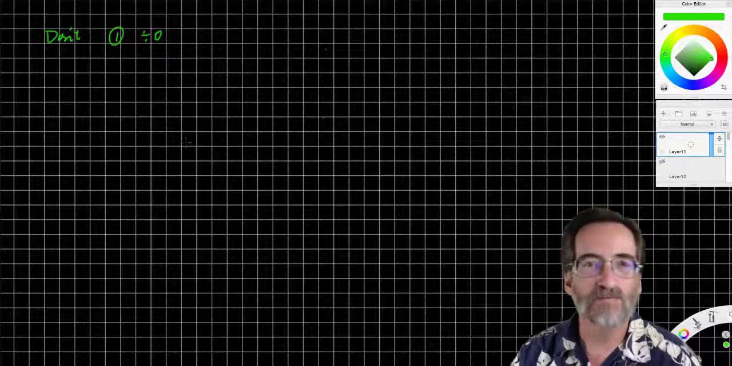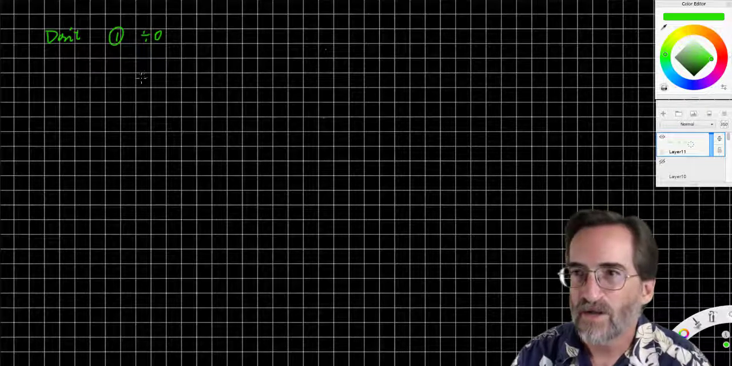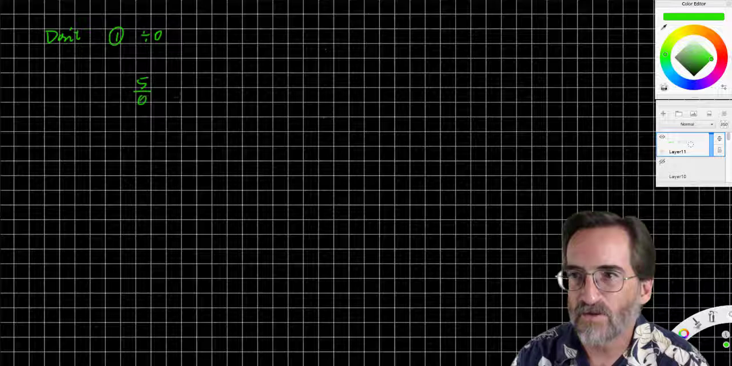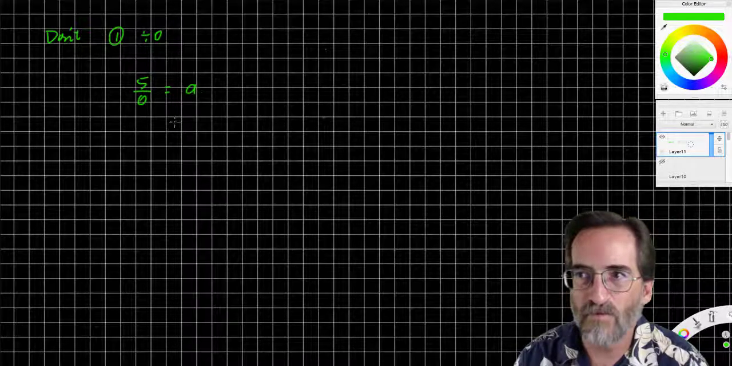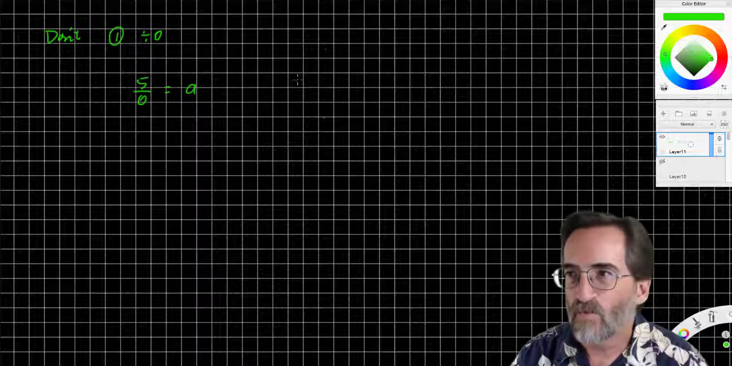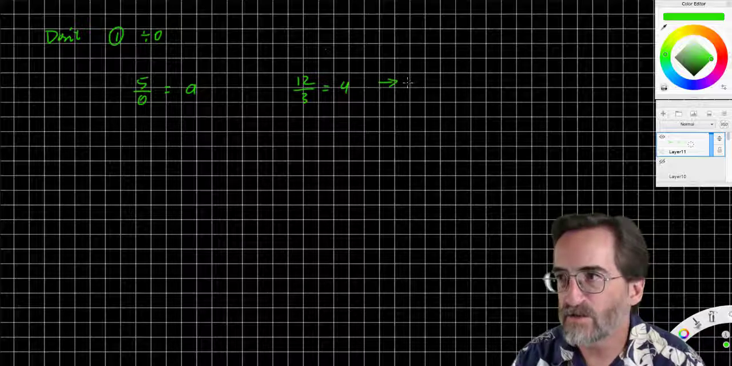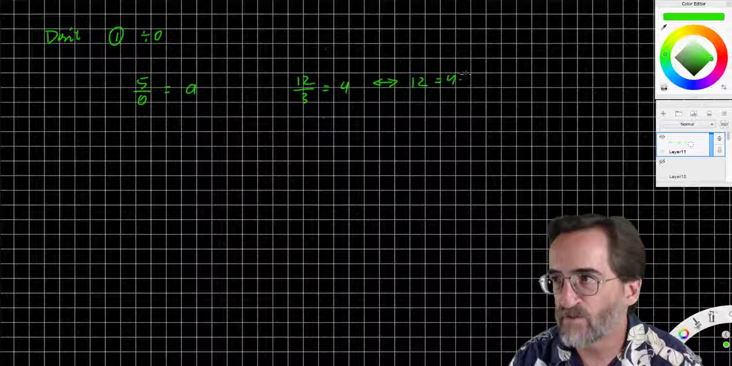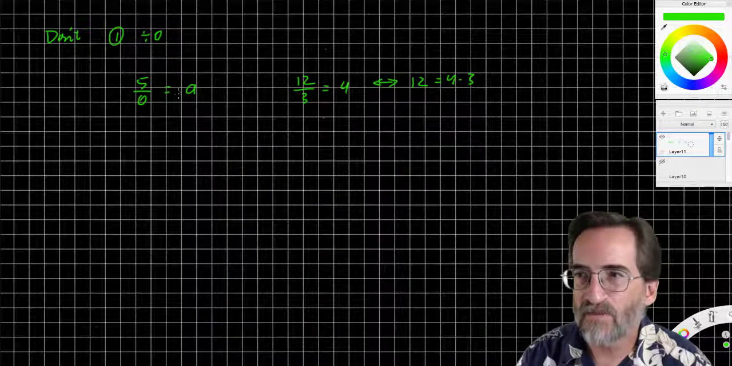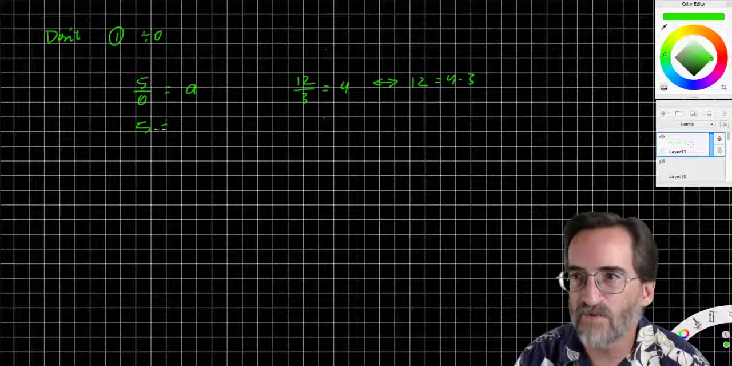You can't. It's undefined. So let's say I did 5 divided by 0 on my calculator. It would tell me it's undefined, right? But let's say it equals some number a. We're all aware of this. 12 divided by 3 equals 4. Why? Because that is the same thing as writing 12 equals 4 times 3, right? So the same thing applies here. 5 divided by 0 equals a because 5 equals a times 0.